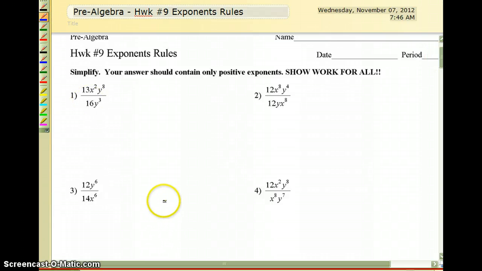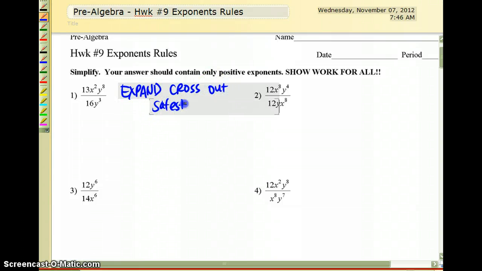In number 1, we can do two methods. We can expand and cross out, and that would be known as the safest method to do it. So I'm going to go ahead and do that method right now. 13 over 16, those are two numbers. I'm just going to write that.